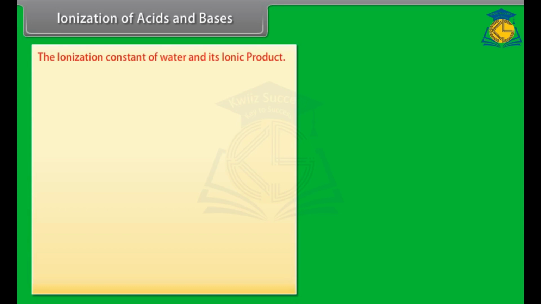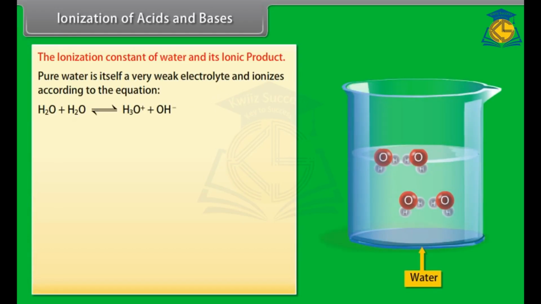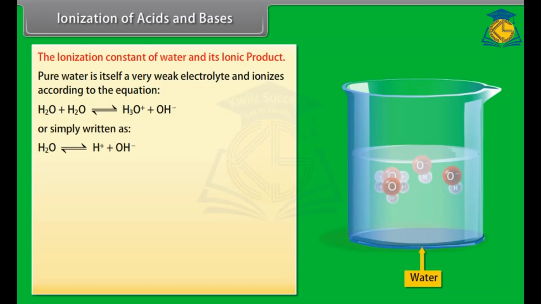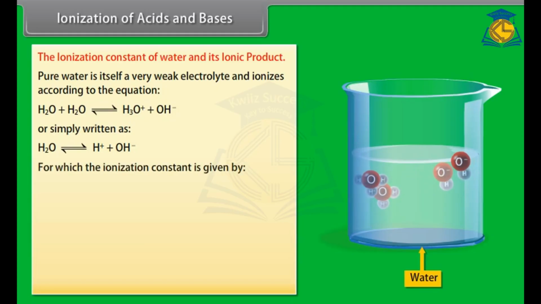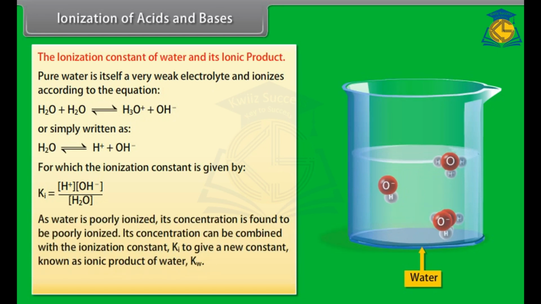Ionization of acids and bases. The ionization constant of water and its ionic product. Pure water itself is a very weak electrolyte and ionizes according to the equation, or simply written as, for which the ionization constant is given by Ki is equal to concentration of H+ into concentration of OH- by concentration of H2O. As water is poorly ionized, its concentration is almost constant.